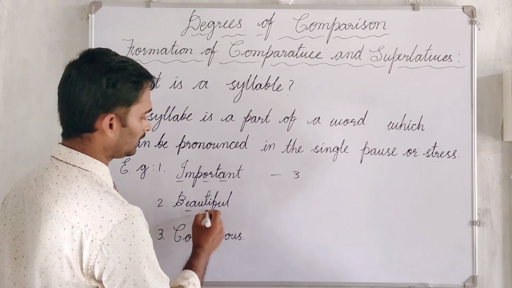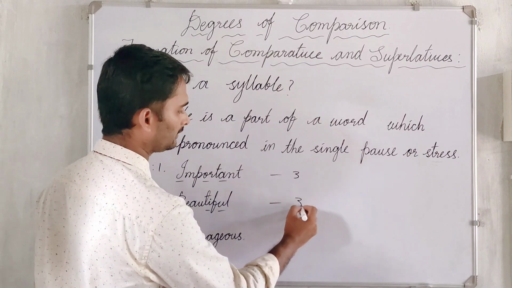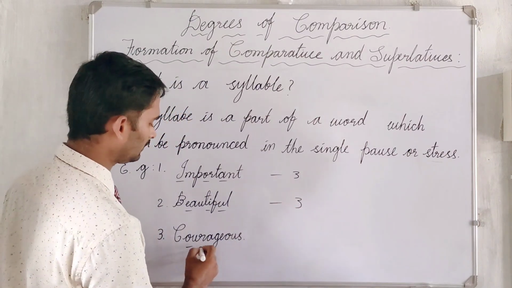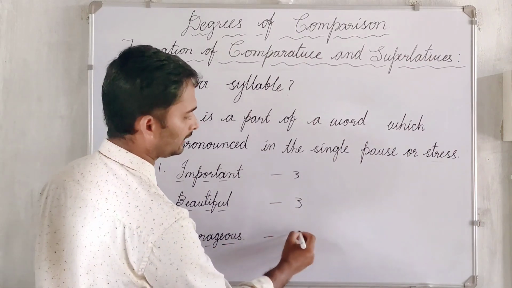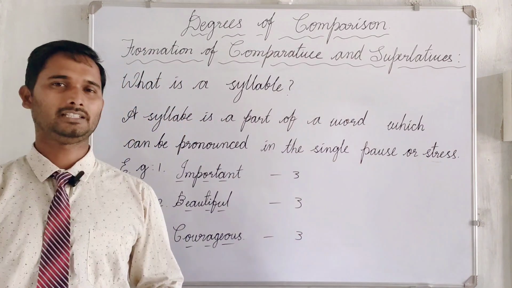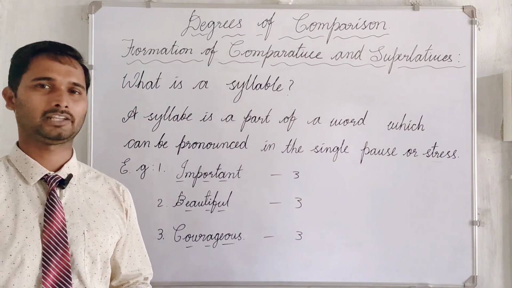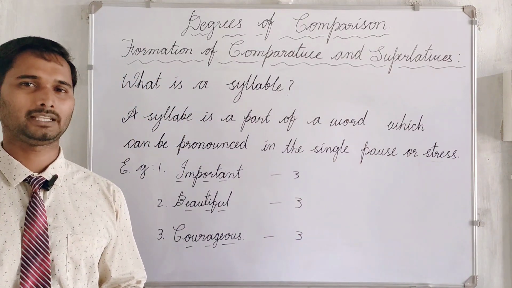Beautiful. It has three syllables. Courageous. It has three syllables. These are two ways in which we can identify the syllables of any word.